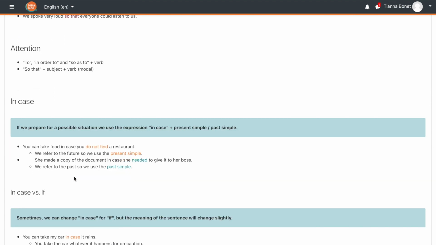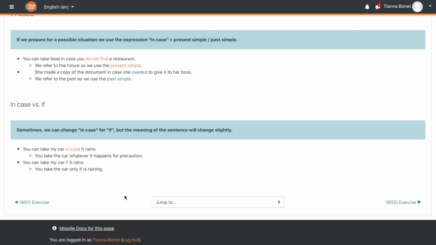Now let's talk about in case. If we prepare for a possible situation, we use the expression in case, followed by the present simple or the past simple. An example: you can take food in case you don't find a restaurant. We refer to the future, so we use the present simple. She made a copy of the document in case she needed to give it to her boss. We refer to the past, so we use the past simple.